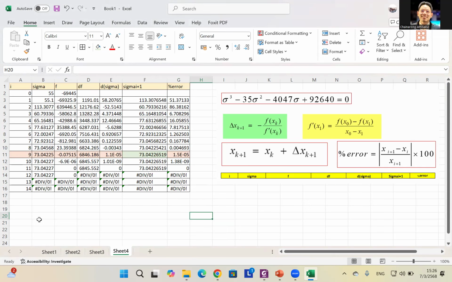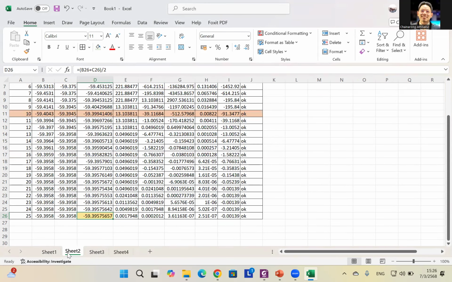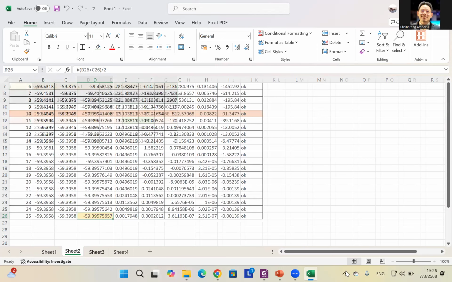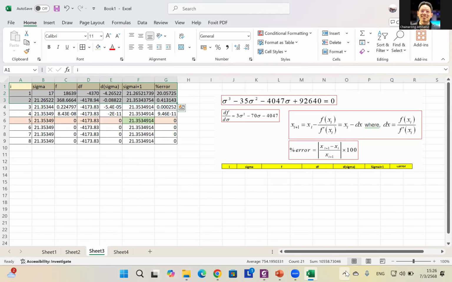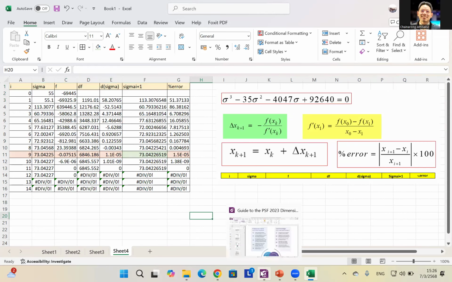The first one, minus 59, compression, right? The second one, 21, tension, right? And the third one, 33, tension, right?